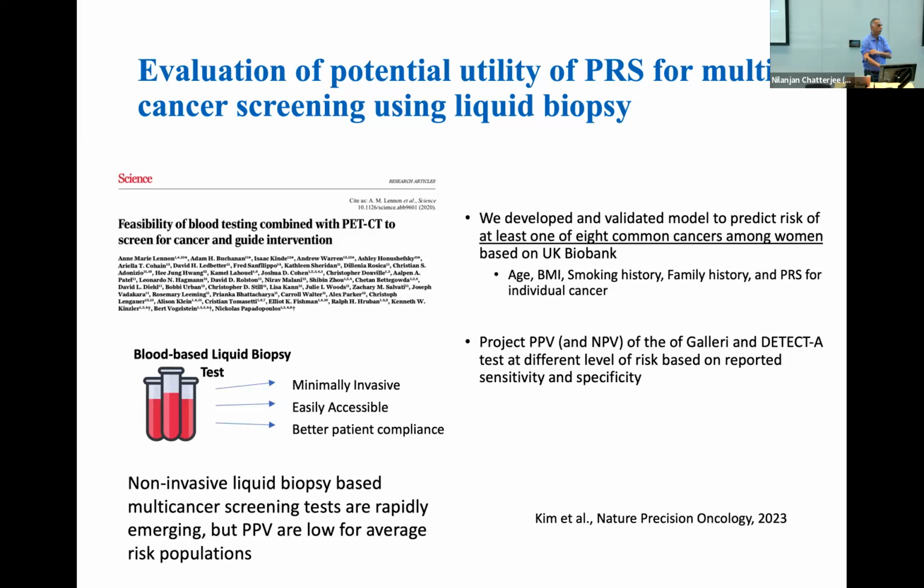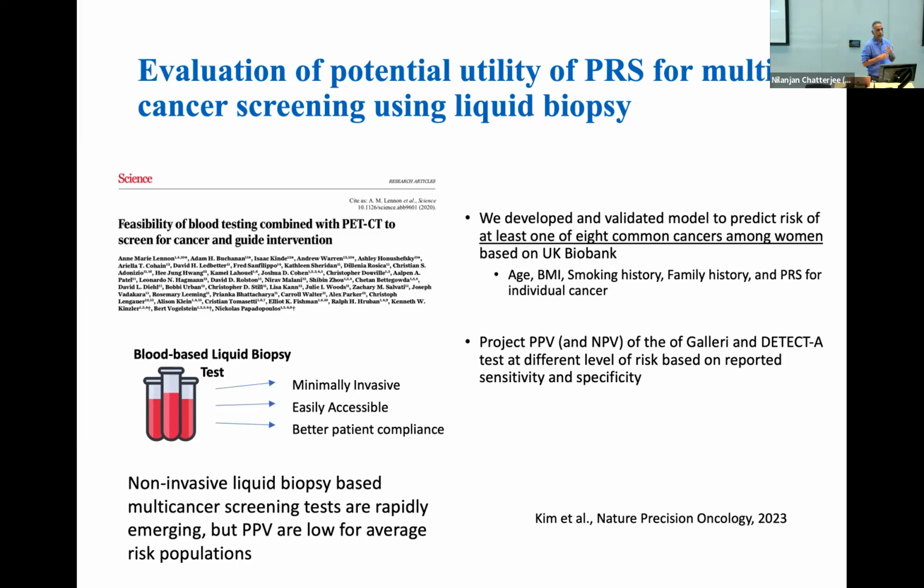because it's actually also a multi-cancer technology. I can have a polygenic risk score for breast cancer, for colorectal cancer, for many of these cancers. And so this is what we recently did. We developed a validated model to predict risk of at least one of 8 or so common cancers in men and women separately, based on a few basic risk factors like age, BMI, and smoking history, because these are things which affect many cancers across cancer types.